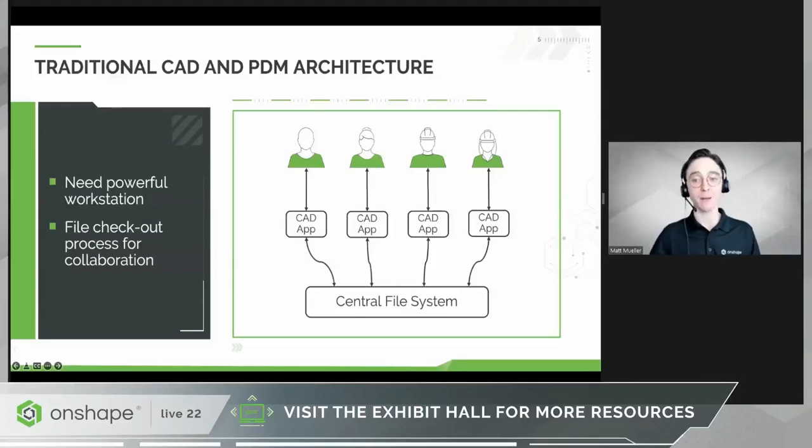Everybody should be fairly familiar with the pros and cons of a setup like this, but the two drawbacks of this architecture that I want to specifically highlight are the need for a powerful workstation with high enough specifications to run these high-powered applications. And the central file system means that when engineers want to work together, they have to check the file out, during which time nobody else can see that file or their changes, leading to slow waterfall serial design processes.